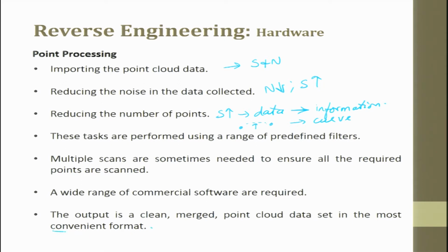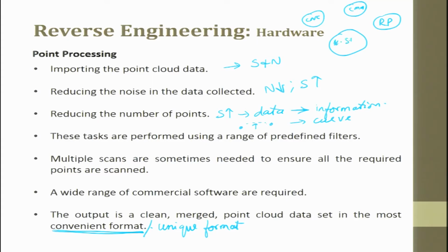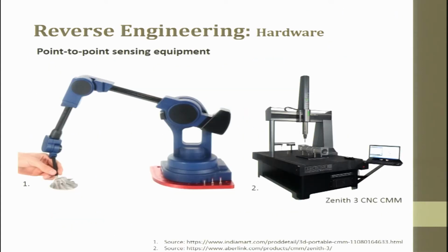This is also very important: converting into a format, otherwise called a unique format, which can be used by multiple people. For example, CNC machine, CMM machine, or a rapid prototyping machine, and then you have the data file star.stl. This can be used at every place. That is the convenient format, also called a unique format or a neutral file format. So, this is how we use point to point sensing.